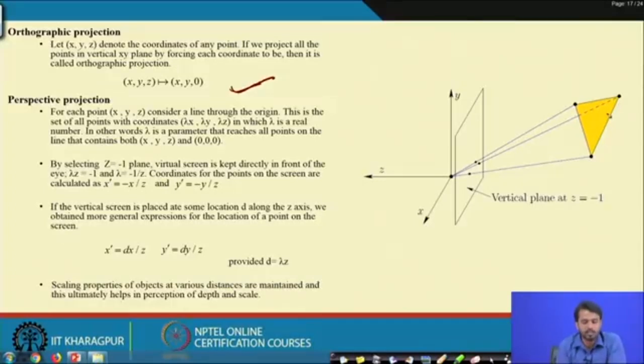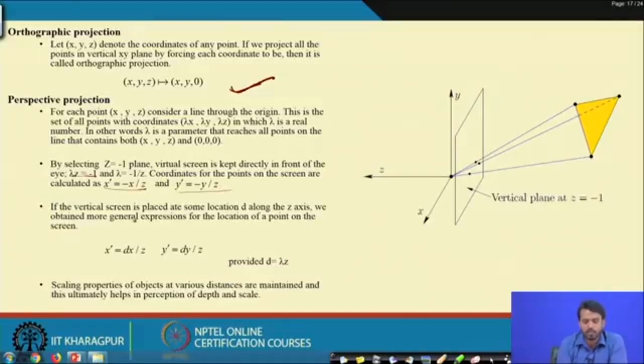By selecting z equal to minus 1, that is, the plane's equation is z equal to minus 1, the virtual screen is kept directly in front of the eye. Then lambda z will be minus 1, so lambda is equal to minus 1 by z. Similarly, you can calculate the coordinates for the other points on the screen, that is, x dash is equal to minus x by z and y dash is equal to minus y by z.